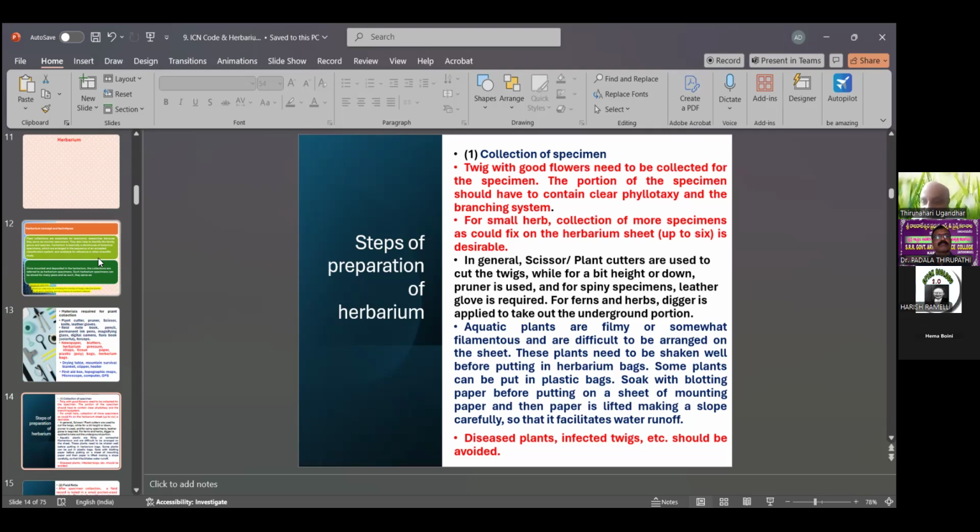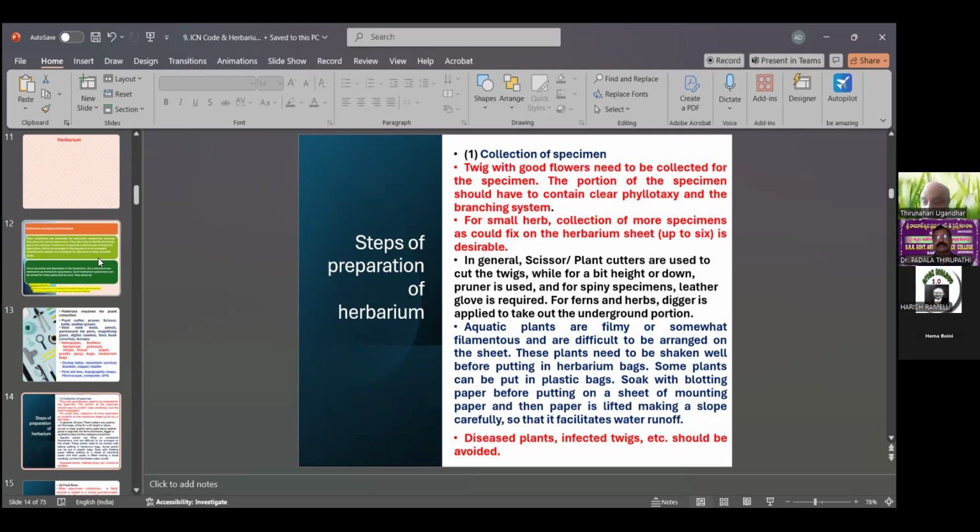In general, scissors and plant cutters are used to cut the twigs, while for a bit of height a pruner is used, and for spiny specimens leather gloves are required. For ferns and herbs, a digger is applied to take out the underground portion of the plant. That is one important process for collection of the specimens to prepare the herbarium.